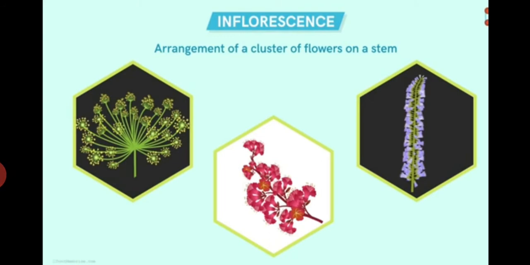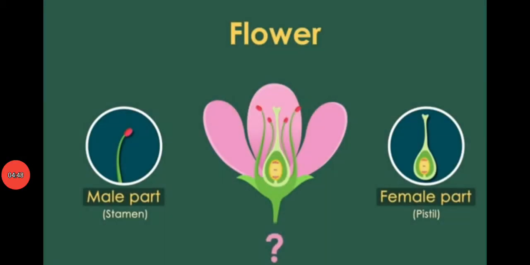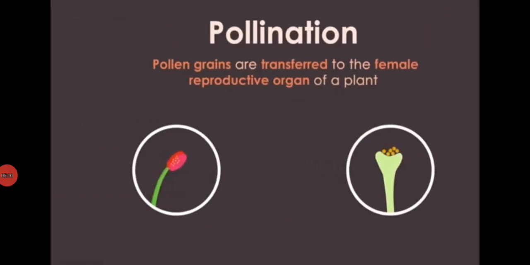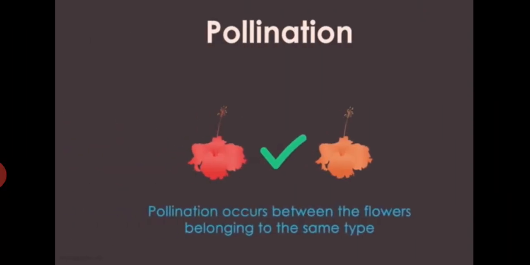Our next topic is pollination. So, what is pollination? In our previous class, we discussed that flowers have two parts, the male part, that is the stamen, and the female part, that is the pistil. So, how do they work? Let's discuss. What is pollination? The transfer of pollen grains from the anther to the stigma is called pollination.